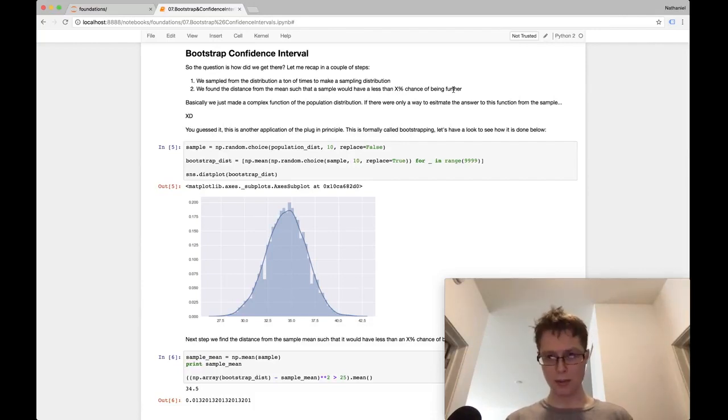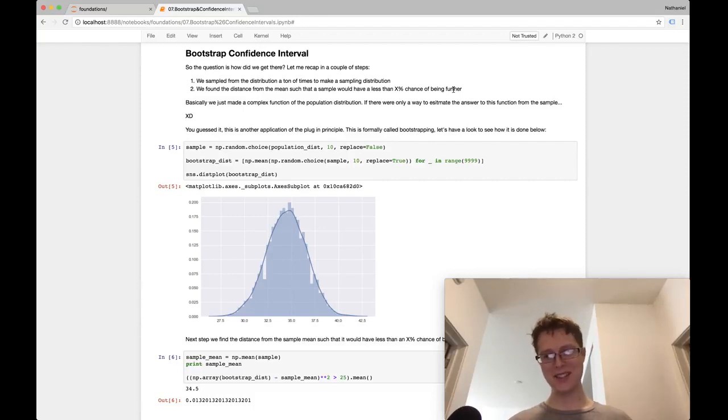Now here's a problem. The problem required that we had the true population distribution, right? So we're stuck. We don't have the true population distribution. In fact, we only have the sample. So what do we do? We're trying to compute a function on the true population, and we only have the sample.